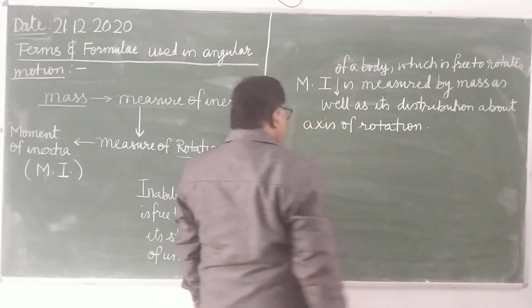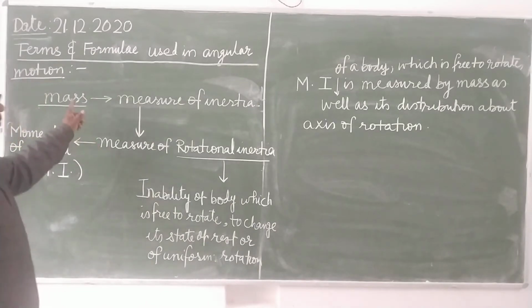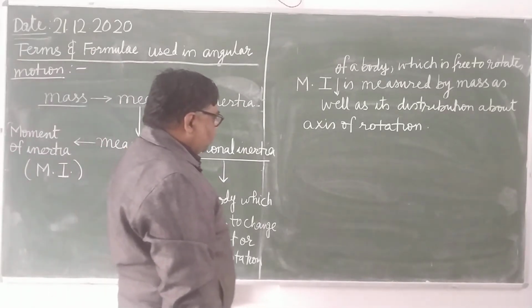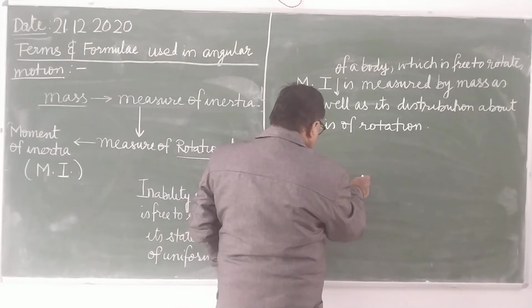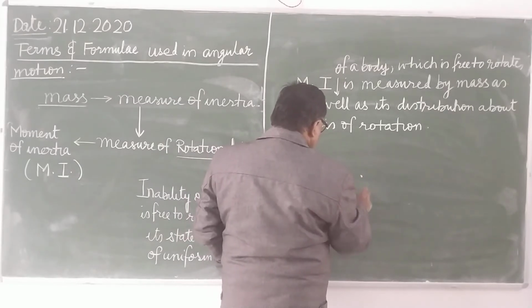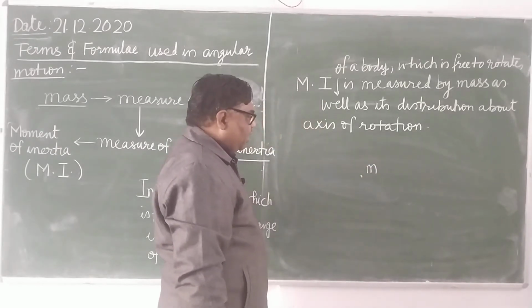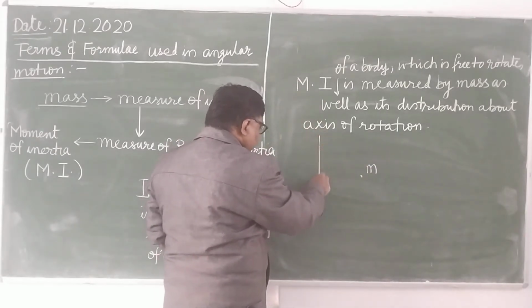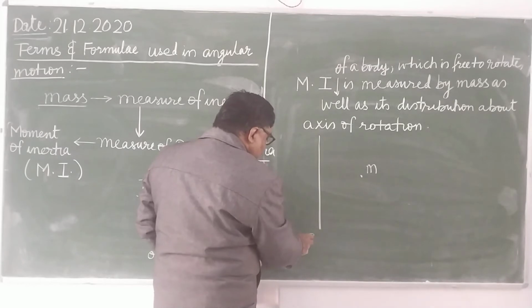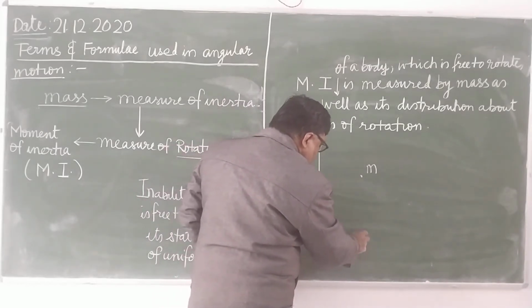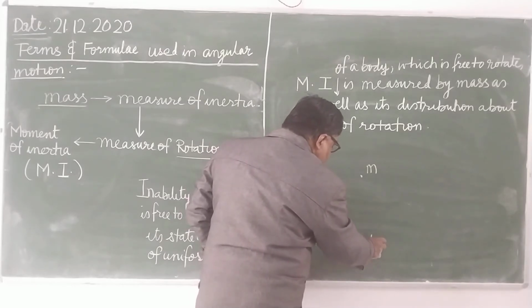Now one more thing, like mass, moment of inertia is also a scalar quantity. Here we are talking about one body which is comprising one particle. It is clear. It is having only one particle and it is rotating about this axis. It is the axis of rotation. Axis of rotation is this.